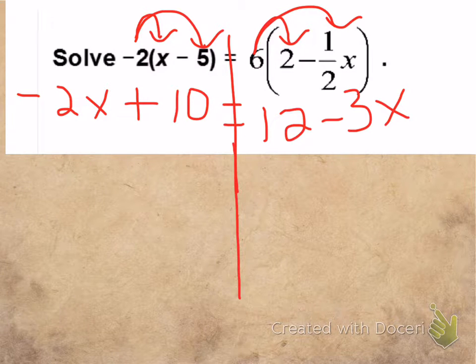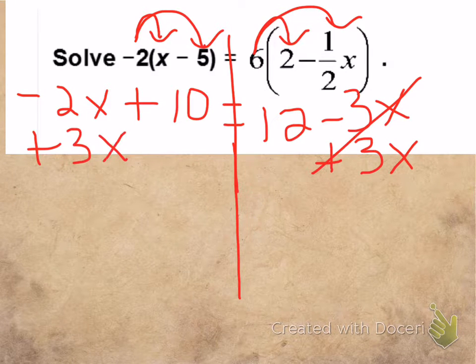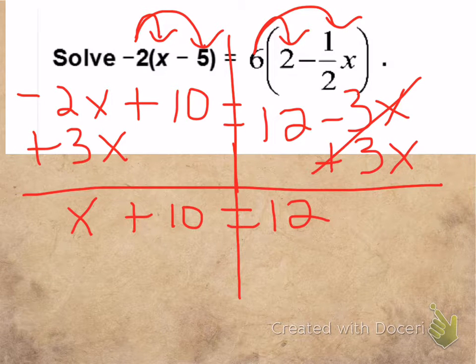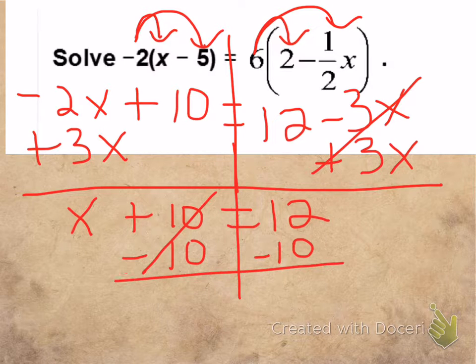Now I need to get the variables together. I am going to bring the negative 3 over to the other side because I do not like to be left with negative variables. So I'm going to do plus 3x plus 3x. So now I have negative 2x plus 3x is 1x plus 10 equals 12. I want to isolate the variable, so I need to subtract 10, subtract 10. So bring down the x. X equals 12 minus 10 is 2.